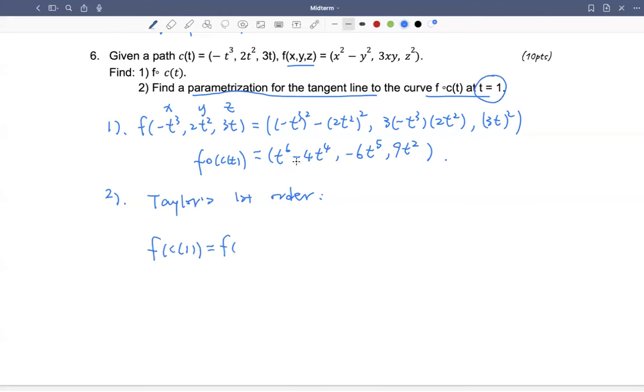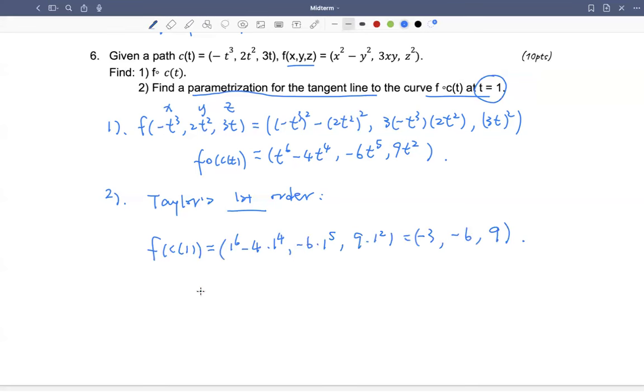So that's the function. T equals 1, so we have 1 raised to 6 minus 4 times 1 raised to 4, negative 6 times 1 raised to 5, 9 times 1 squared. So 1 minus 4, negative 3, negative 6, and positive 9. So that's our function value at t equals 1. We need this one in the formula as the first term. Then the second one is the first order linear approximation.